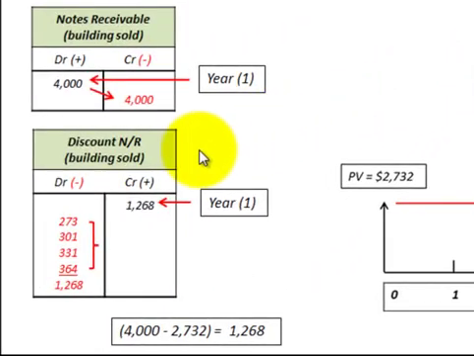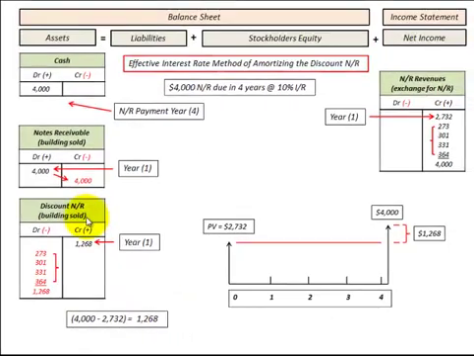All right, let's go down and look at our discount on our notes receivable. This discount here is a contra account to our notes receivable. Let's first look at how we calculated it. We increased our discount on notes receivable by $1,268, and we calculated that because we knew what the future value on our notes receivable would be. It was that $4,000 payment less the present value of the notes receivable, and that equaled our discount here of $1,268.